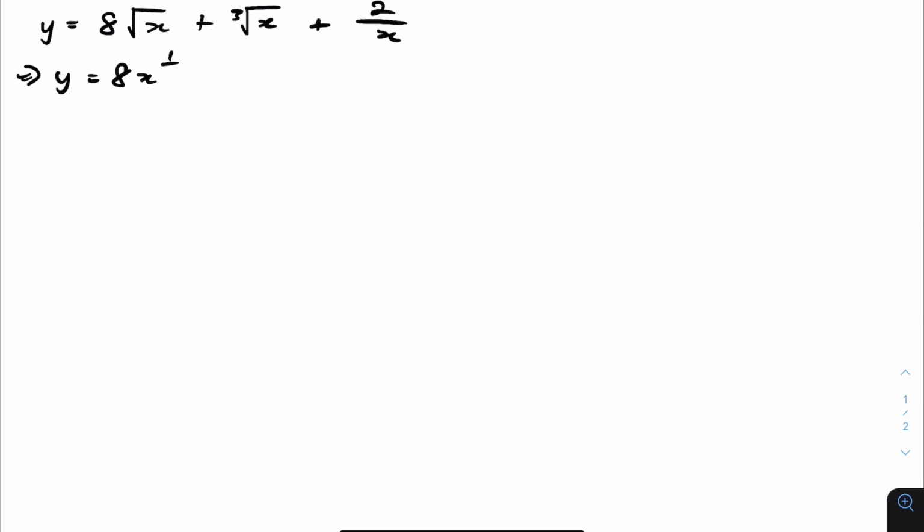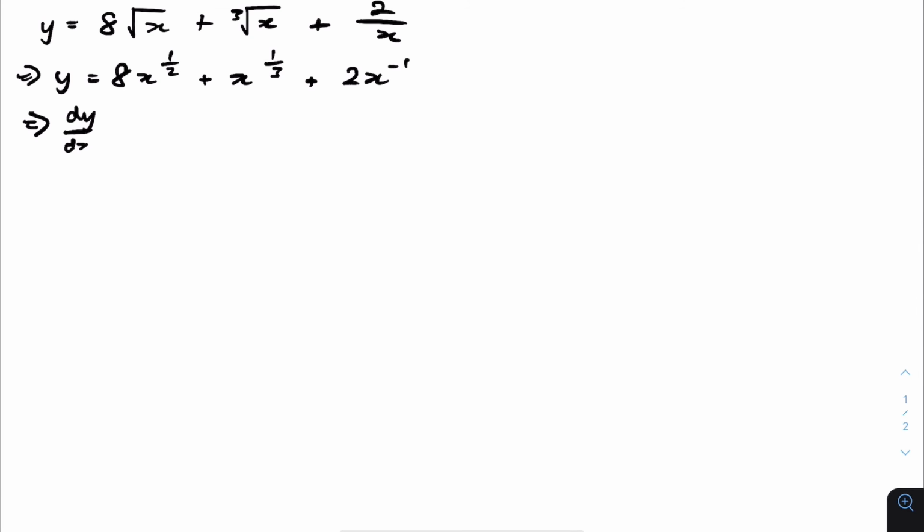And then we have the cube root of x. Well, the cube root of x is just x to the power of a third. And then we have 2 over x. So 2 over x can be represented as 2 times x to the power of negative 1. If you're a bit confused as to how this is happening, just check out my indices playlist where I actually explain how to convert different things. And now they're suitable for power rules.